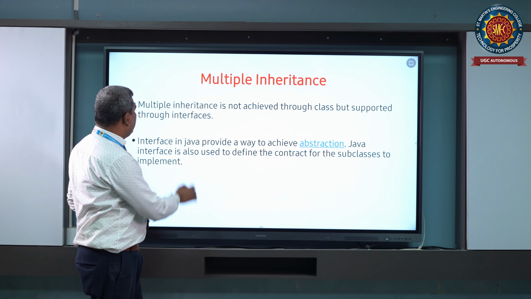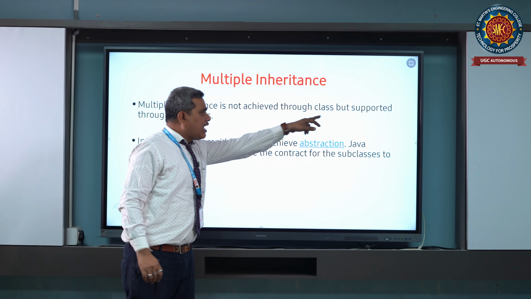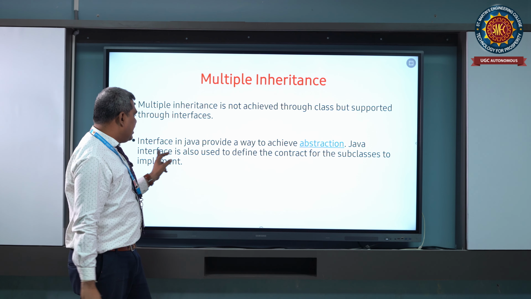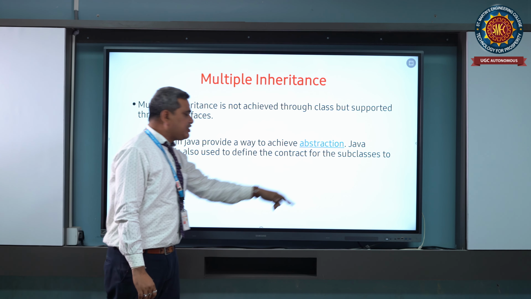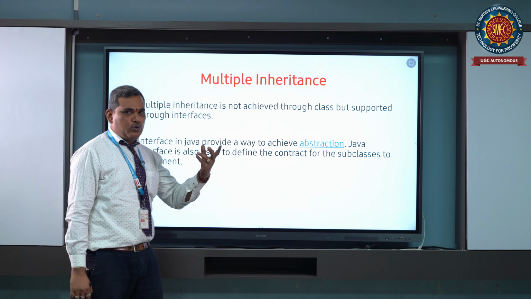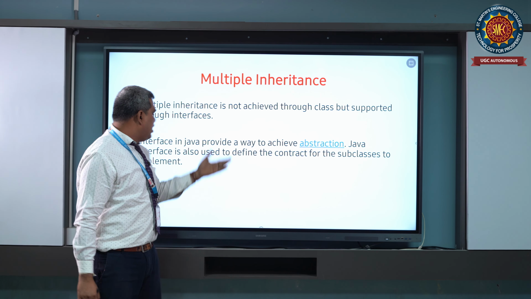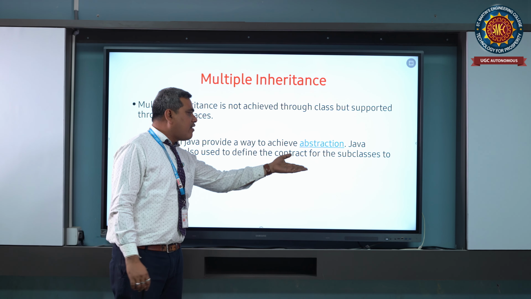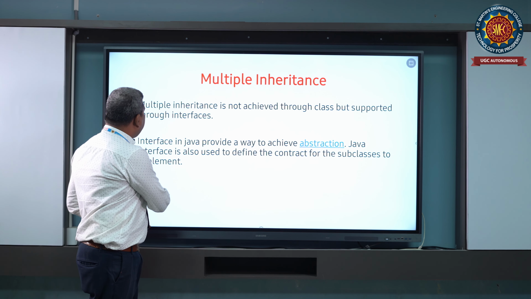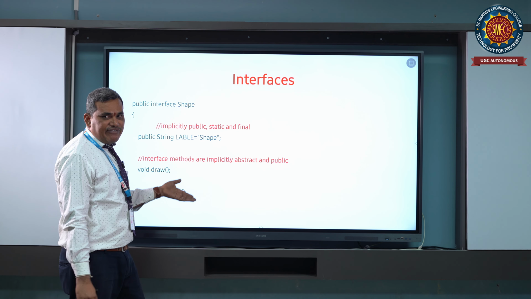Yes, now see here, multiple inheritance is not achieved through classes but is supported through interfaces. Interfaces in Java achieve abstraction. Mainly, an interface is used to provide abstraction. A Java interface is also used to define the contract for the subclasses to implement. Okay, this is the interface concept.